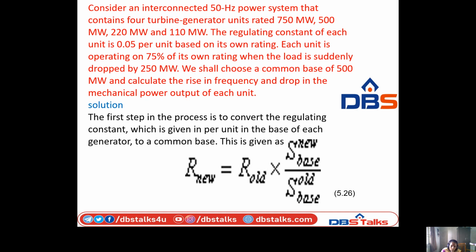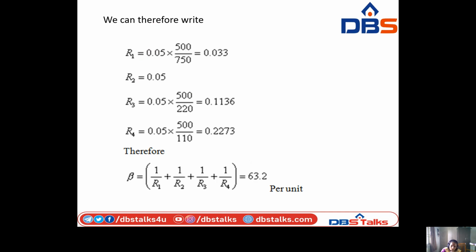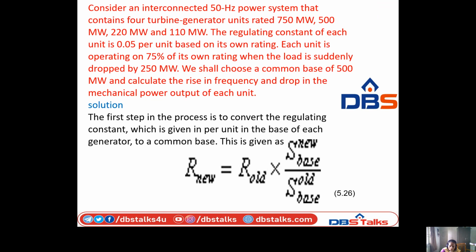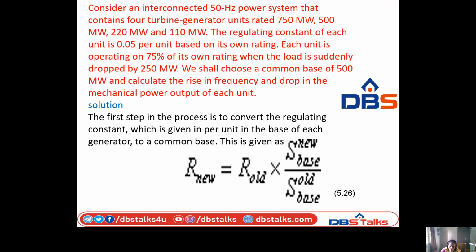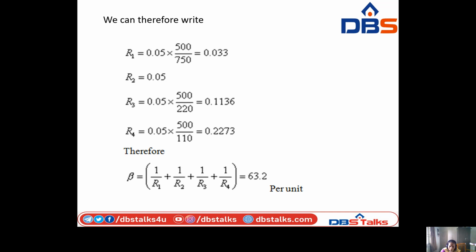Then we substitute to get R1, R2, R3, R4 values. Here R1 equals 0.05 into 500 by 750, where the new base is 500 megawatts and the old base is 750. Then we get 0.033.